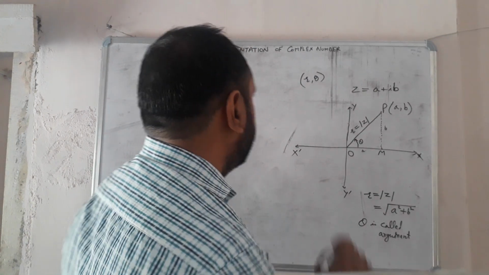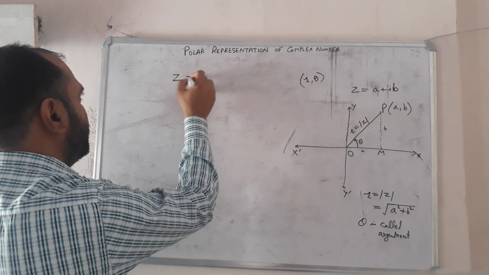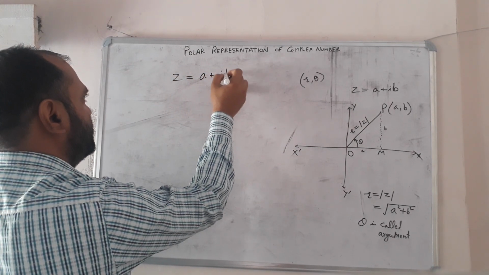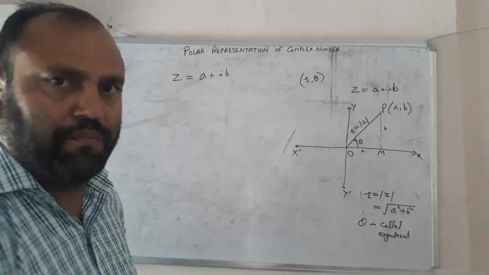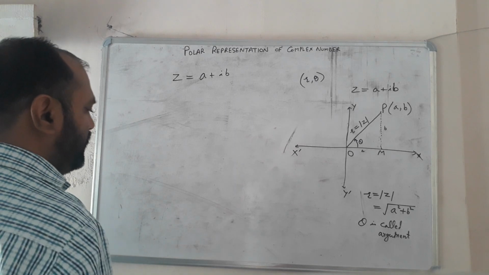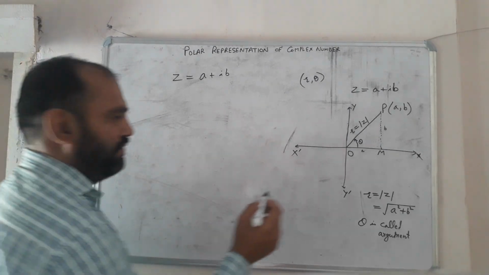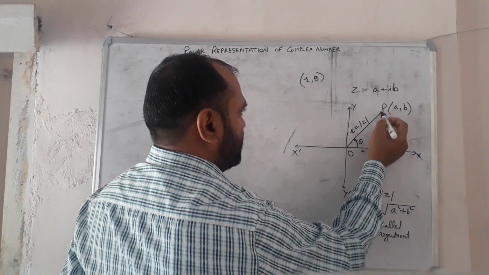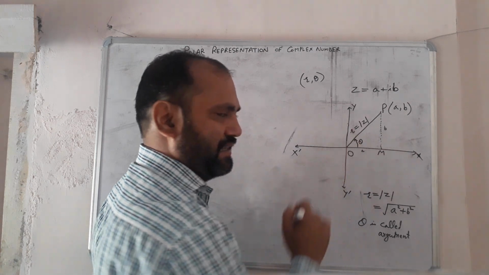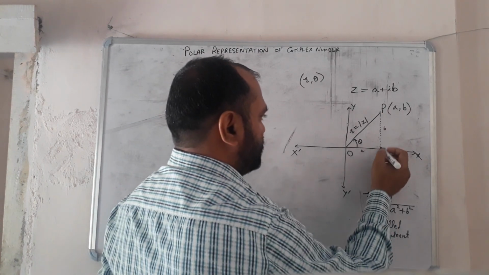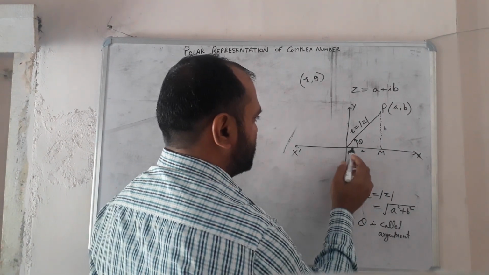So we have done this topic previously. Now we are representing this z is equal to a plus iota b in polar representation, in polar form, right? So how to represent this in polar form? First of all, we have to draw this perpendicular from P to x-axis, so that this becomes a right angle triangle.